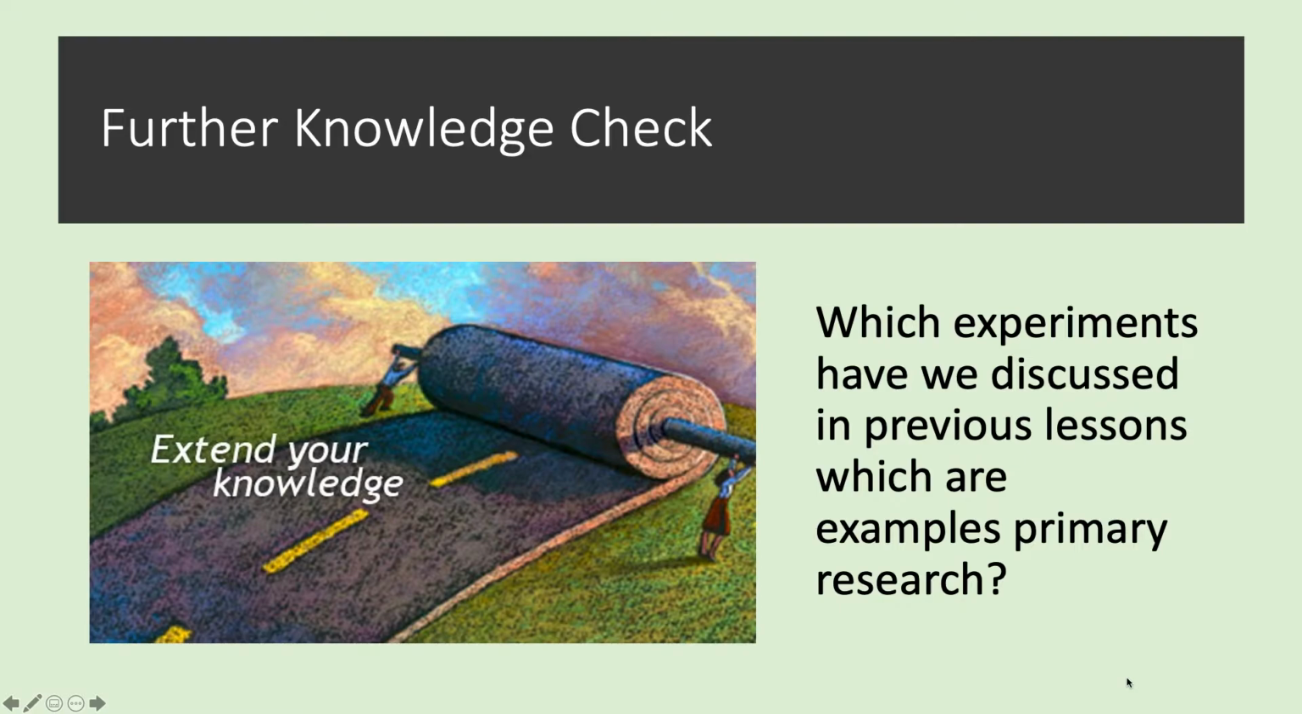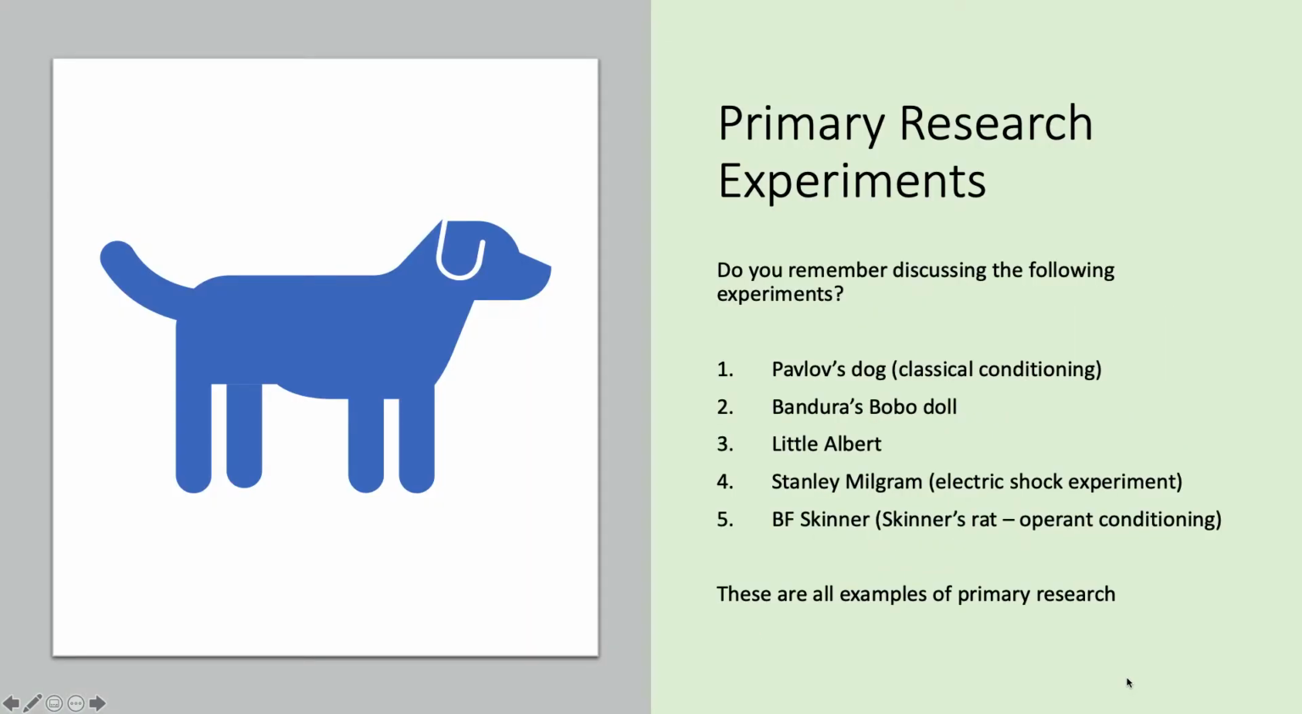Okay, so some of the experiments that we've discussed in previous lessons, which are examples of primary research, are these ones. Now, these might sound familiar to you. Do you remember when we talked about Pavlov's dog, which was all about classical conditioning, and how Pavlov noticed that when dogs saw food, they produced saliva? So, he wanted to then make them produce saliva when they were shown something else other than food.